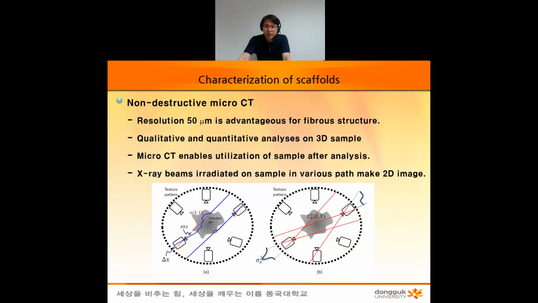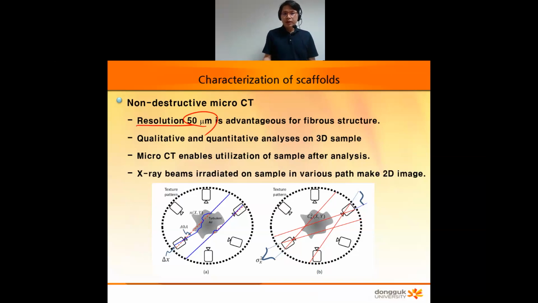Non-destructive micro-CT can be utilized. By micro-CT, we can get the tomography image of the scaffolds. It shows the scaffold's wall and pore at the same time. The resolution is around 50 micrometer. It's advantageous for measuring fibrous structures. And qualitative and quantitative analysis is possible on 3D samples.